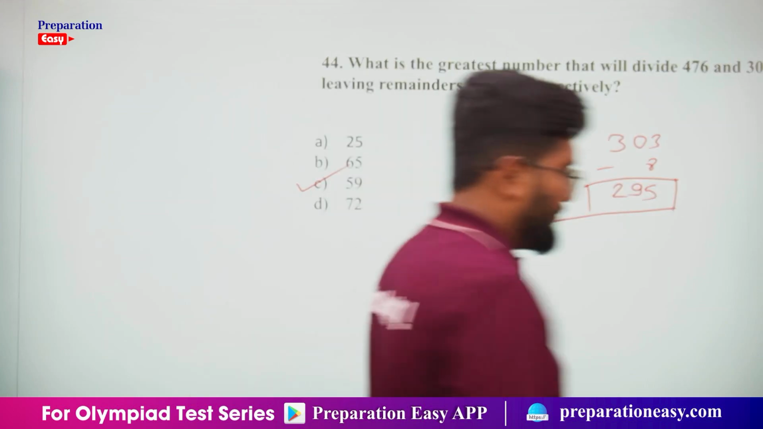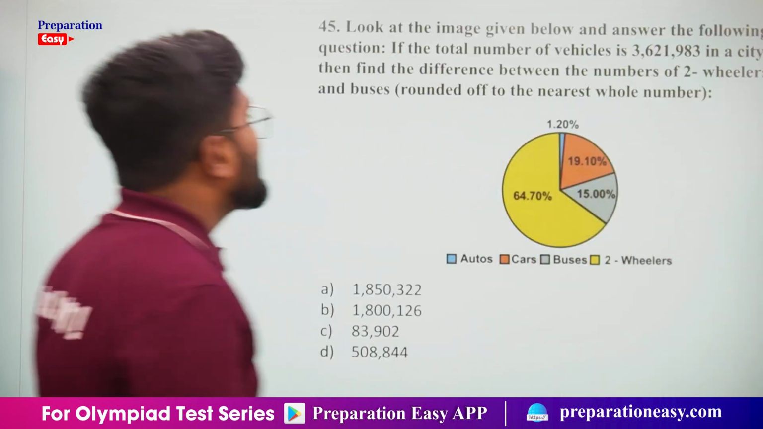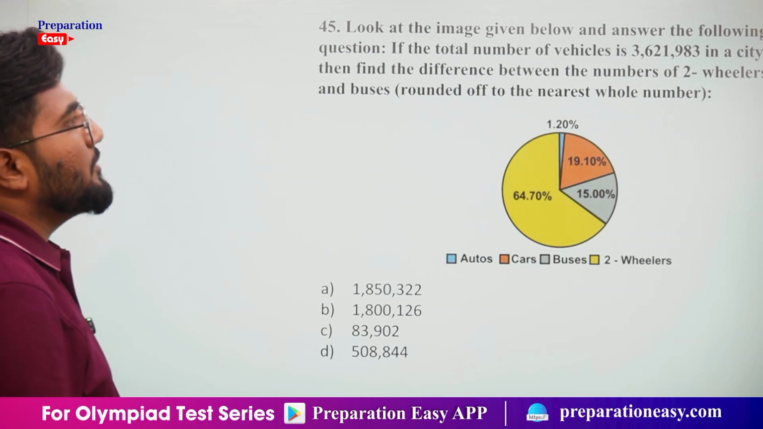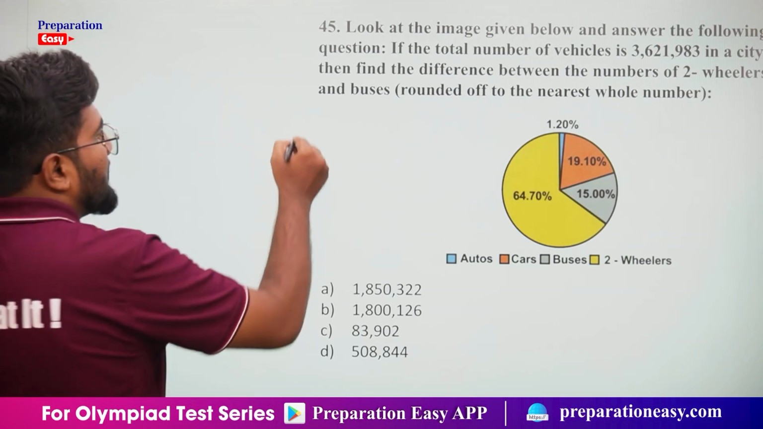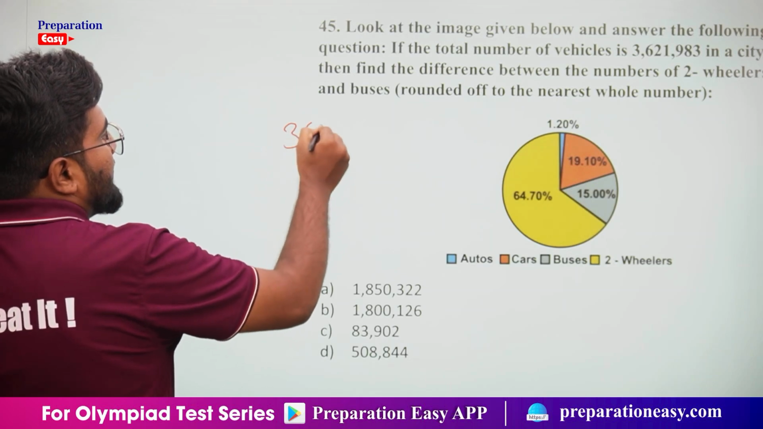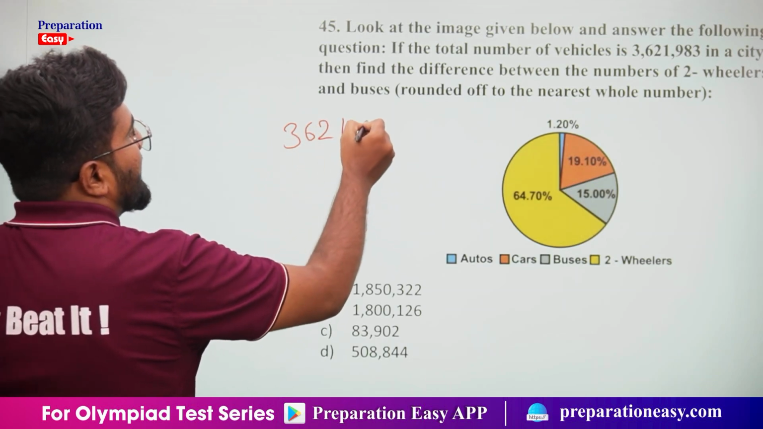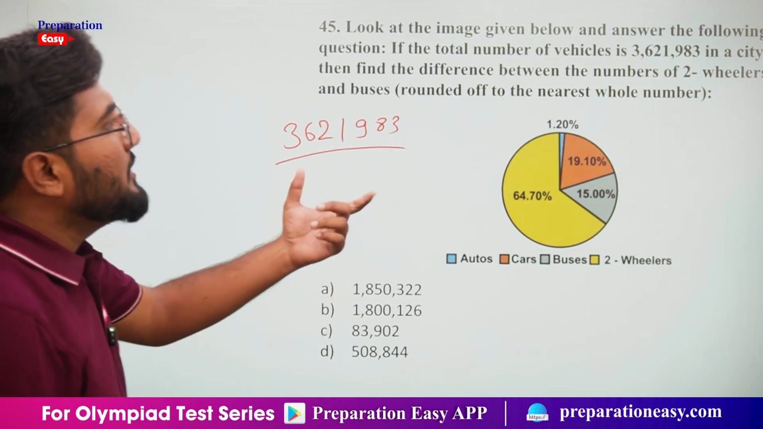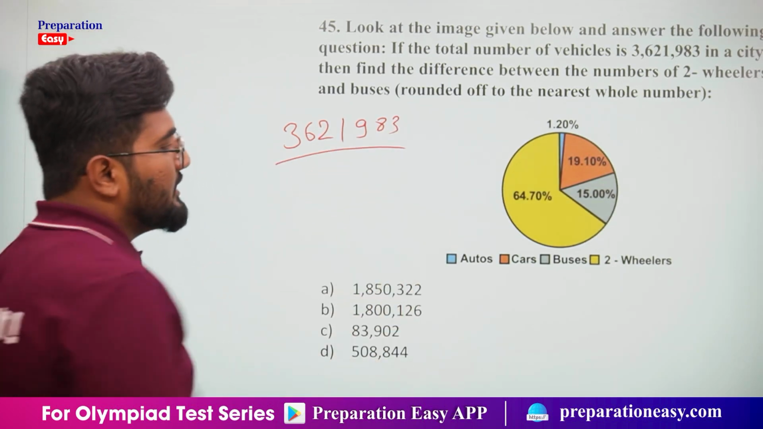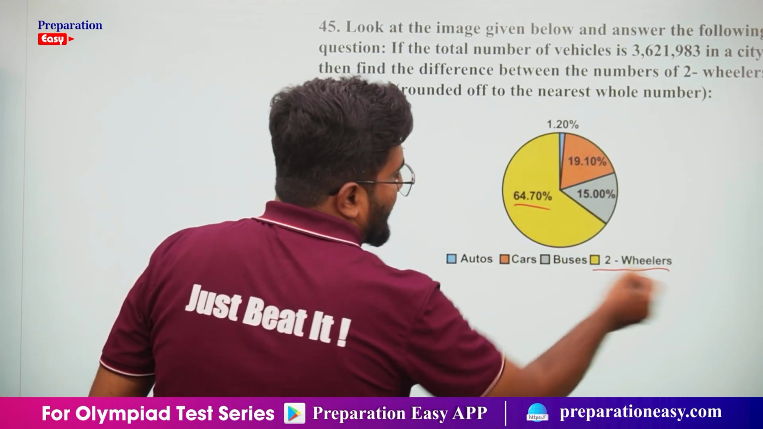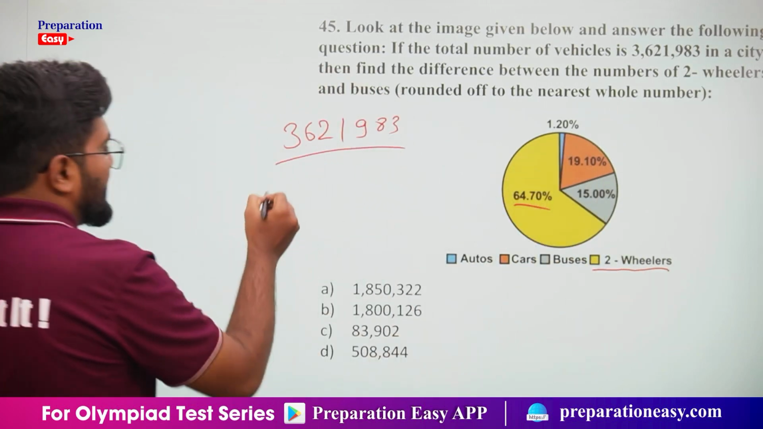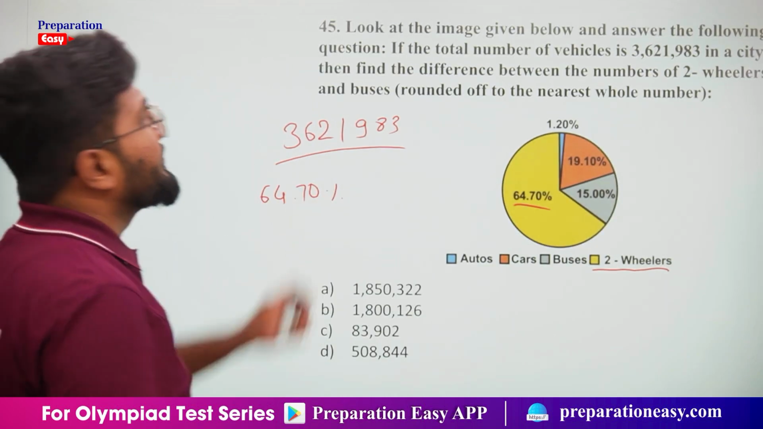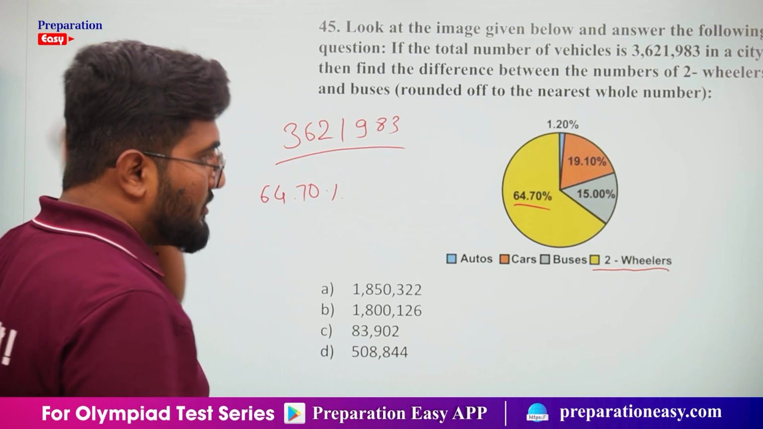Okay. Next question. Question number 45. Look at the image given below and answer the following question. If the total number of vehicles is 3,62,198, then find the difference between the number of two-wheelers and buses. The number of two-wheelers is 64.70%. How? Yellow color is two-wheelers, that is 64.70%. And buses is how much?